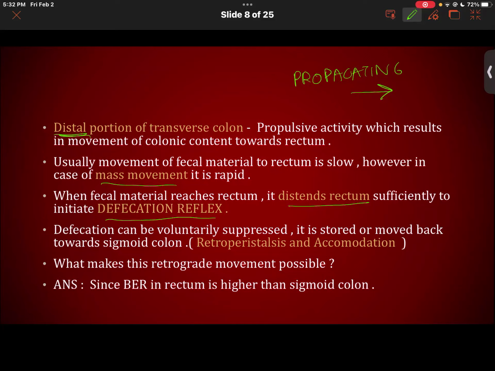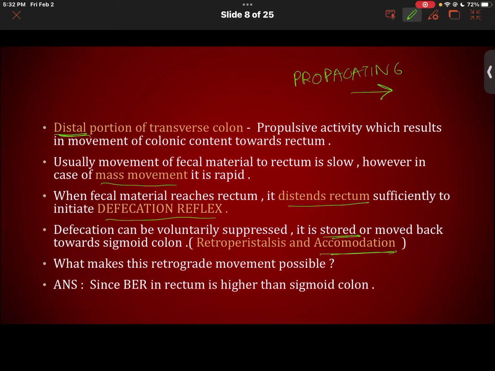However, this doesn't mean we defecate, because if that was the case, then whenever our rectum is distended, no matter where we are, we would defecate, right? And that's not ideal. So defecation can be voluntarily suppressed. And if it is suppressed, then it is stored or moved back towards the sigmoid colon. Okay, so if it's stored in the rectum, we call this accommodation.